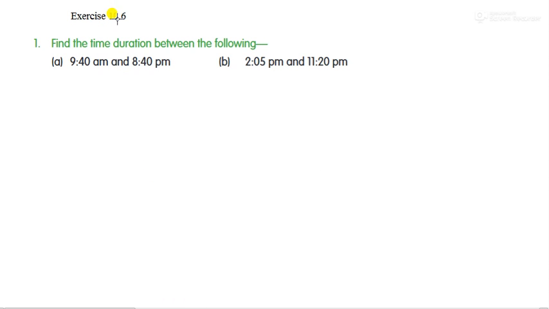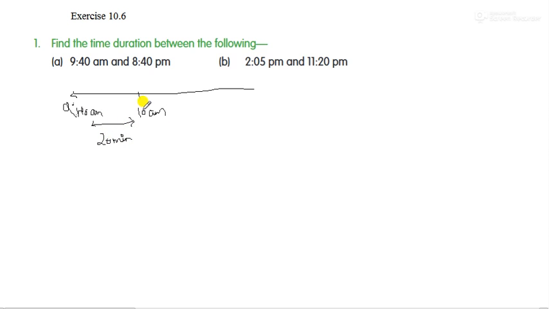So here, exercise 10.6: find the time duration between the following. Here the A bit is 9:40 a.m. and 8:40 p.m. So here we have to find the duration from 9:40 a.m. to 8:40 p.m. It will start at 9:40 a.m. So 9:40 a.m. is close to 10 a.m. The difference of 9:40 a.m. to 10 a.m. is 20 minutes.